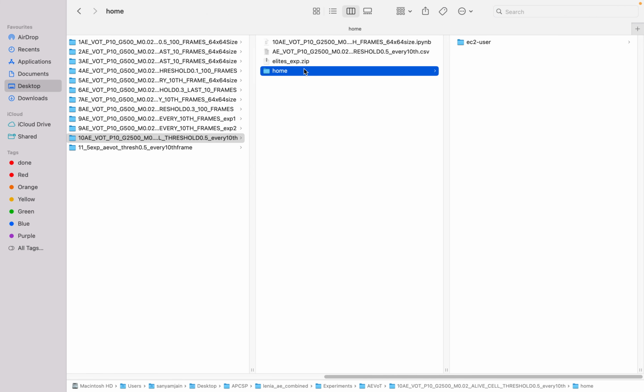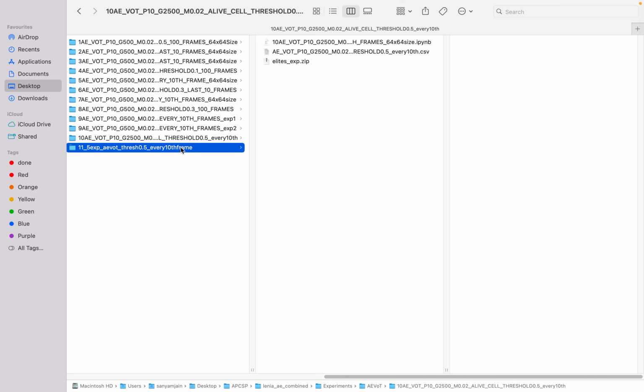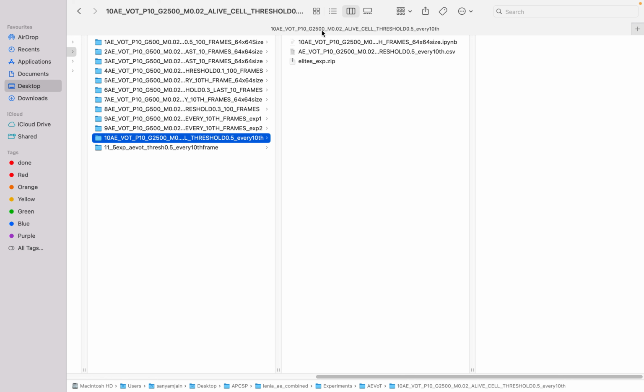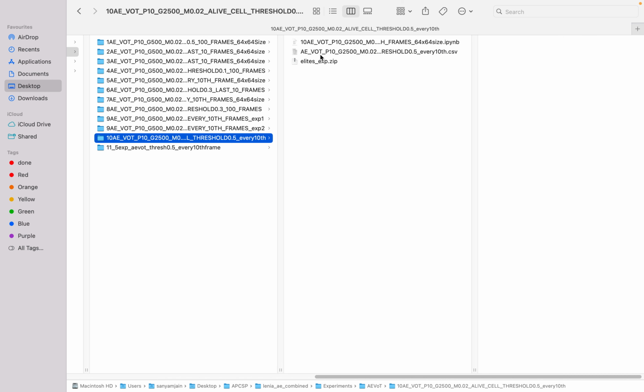Okay, then we have these five experiments for the same configuration which we talked about. Basically this configuration actually performed well on the fitness plot, which you can also see in the report. So this is all about AEVoT.